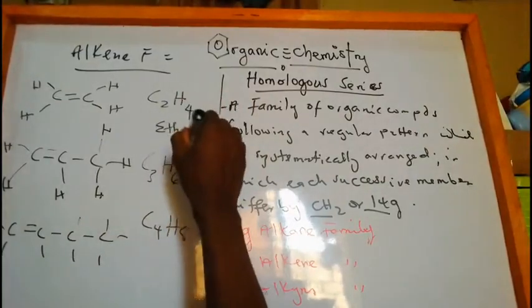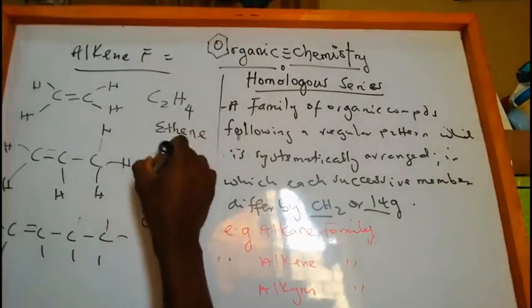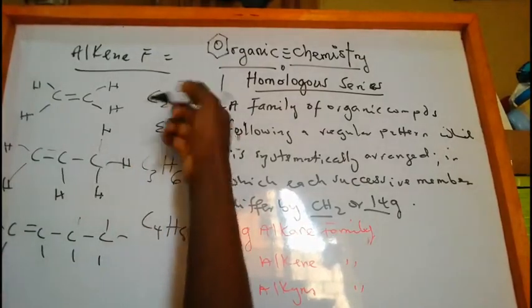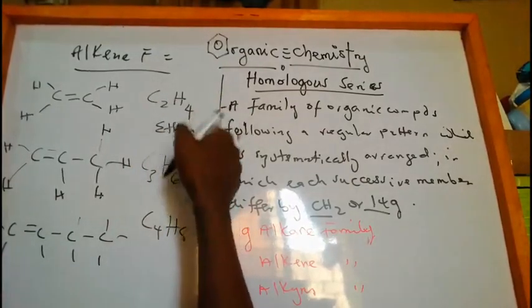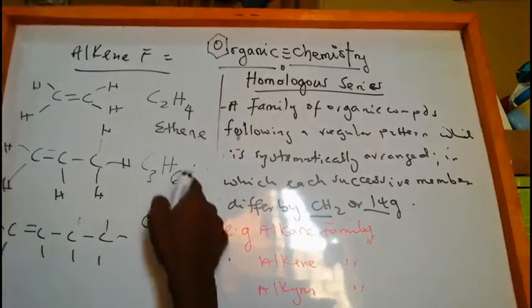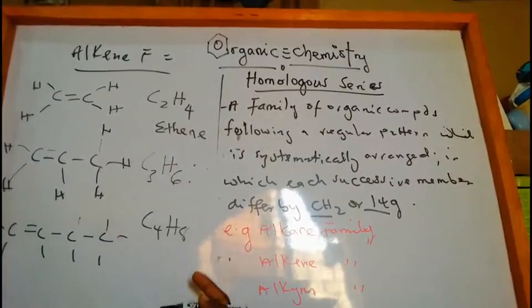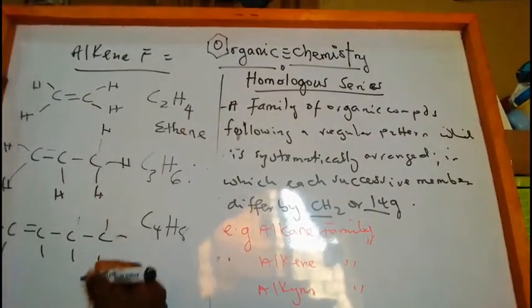This minus this, that's C3 minus C2, that will give me C. 6 minus 4 will give me 2. So that will be CH2. The difference between this and this is also CH2: 4 minus 3 is 1, and 8 minus 6 is also 2, CH2. So this also follows that pattern.